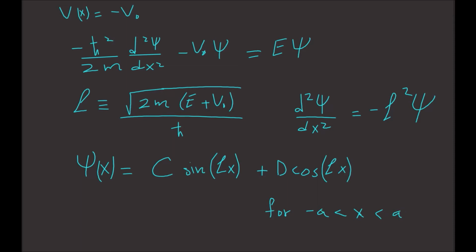Okay, so now we can't really set C or D equal to 0, because here x is only between minus a and positive a. So now finally the third region. This is for x greater than a, and we know for x greater than a the potential function V(x) is equal to 0.